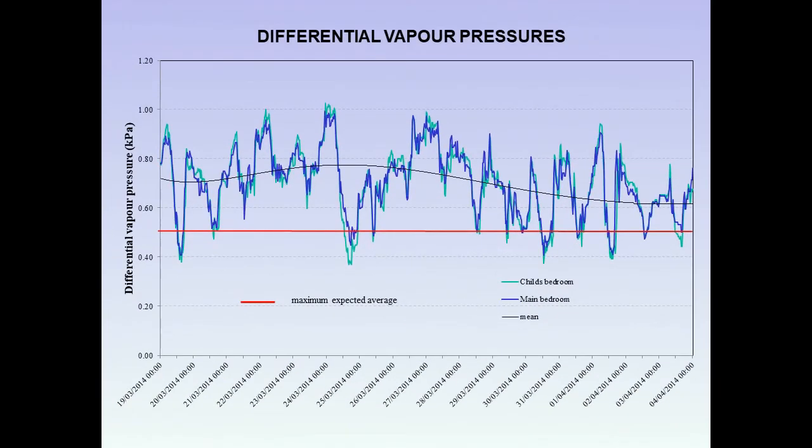We can do differential vapour pressures, which we've mentioned earlier on. In this case it's very high. We would expect an average of about 0.5. That's the maximum expected average, but in this case it's running much higher. It's running up about 0.7. So we have a ventilation problem.